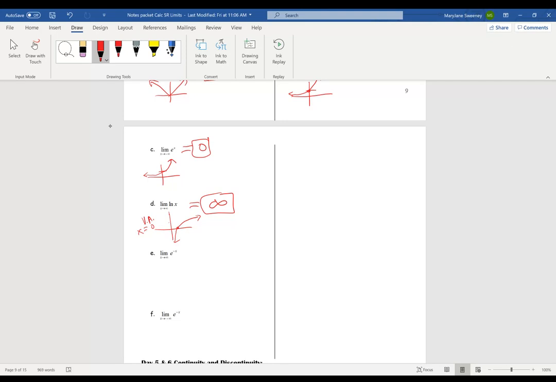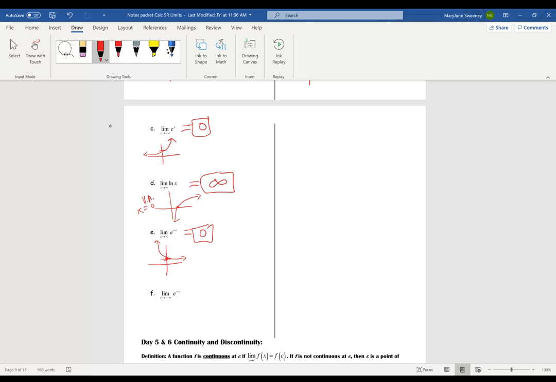Limit as x approaches infinity of e to the negative x. That is e to the x, but reflected across the y-axis. So it would look like this. As x goes to infinity, we're approaching 0. This is the same problem, except x approaches negative infinity. If I look at that same graph, as x goes to negative infinity, my y's are shooting up to infinity. So that is limits at infinity. That's all for day 4.